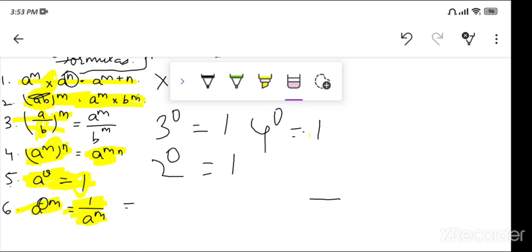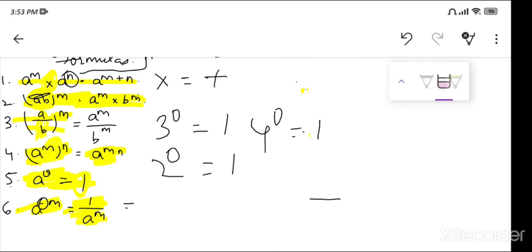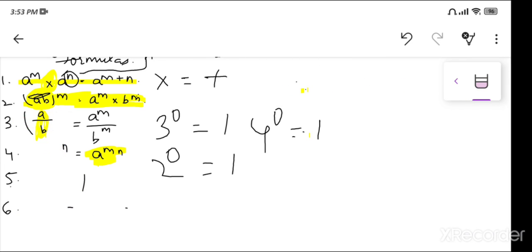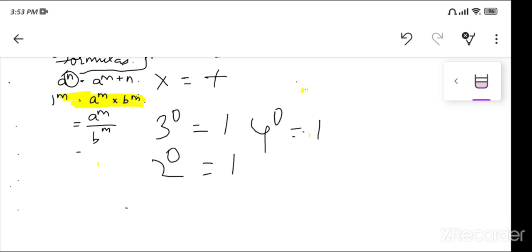Let me wrap it up here. If you can pause the video and take a screenshot of these formulas. Sorry if my handwriting is bad.